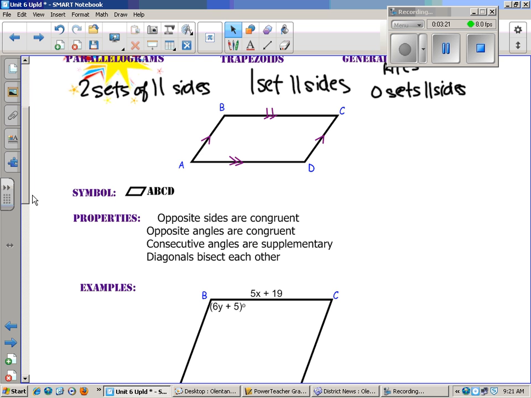Also, opposite angles are congruent. So A is congruent to C, B is congruent to D. Consecutive, and consecutive means one right after the other. Consecutive angles are supplementary, and supplementary means they equal 180. Good. So consecutive angles are supplementary. That means A plus B equals 180. Means B plus C equals 180. C plus D equals 180.